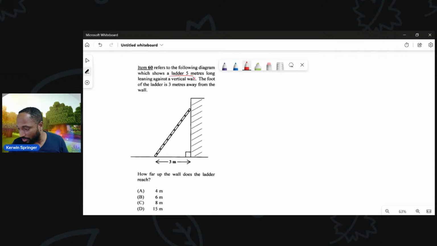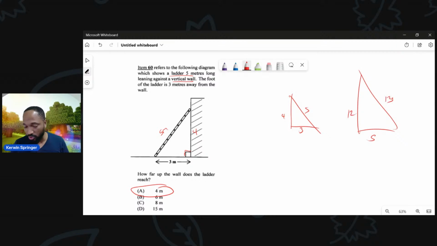Shows a ladder 5 meters long leaning against a vertical wall. So this is 5 meters. There's a 3, 4, 5 triangle, bro. 4 is the answer. Just trust me on that one. You could look up Pythagoras' theorem and verify it. But there are 2 special triangles you should know: 3, 4, 5 and 5, 12, 13. Just know those 2 triangles, please.